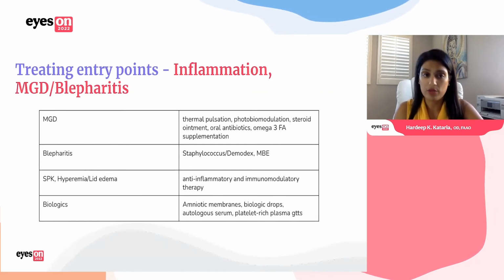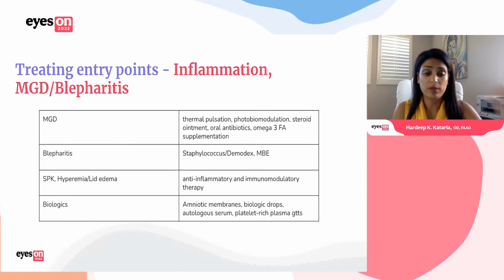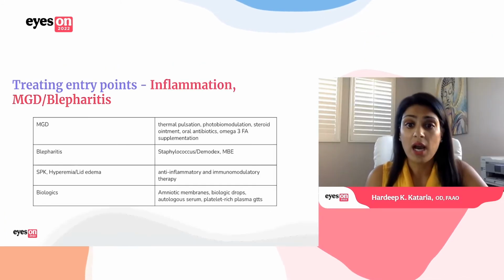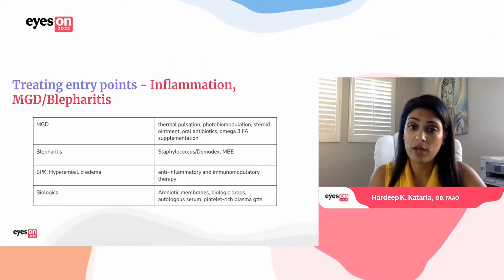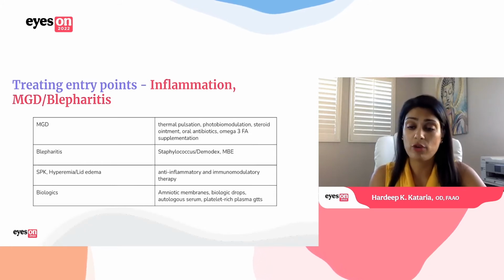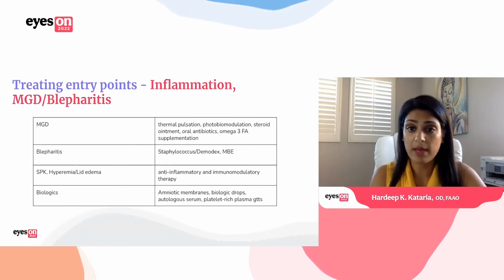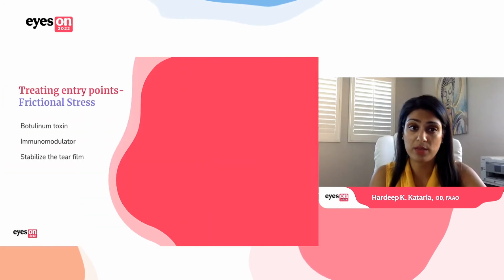And then we've got biologics, huge area of research really developing when it comes to the treatment of dry eye, corneal neuropathic pain, neurotrophic keratitis. So dehydrated and cryopreserved amniotic membranes can be helpful here. Biologic eye drops, these are manufactured eye drops that can be very helpful, as well as autologous serum and platelet-rich plasma eye drops there as well.